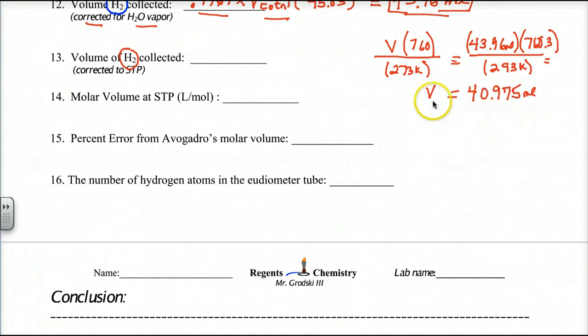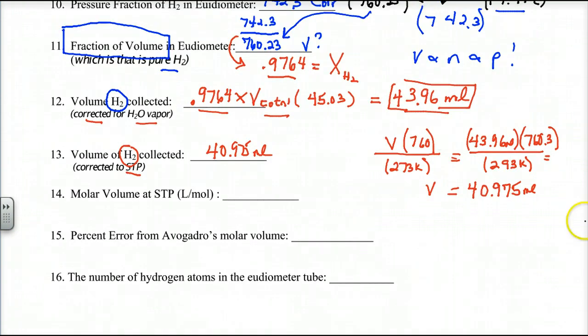Once I solve this PV over T combined gas law problem, my volume corrected for STP conditions becomes 40.975 milliliters. Now my friends in chemistry, that changed. It got smaller by a little bit. Temperature went down, but pressure stayed pretty constant. Temperature goes down, volume goes down a little bit. Here comes the molar volume at STP.